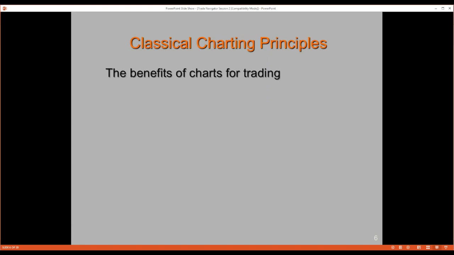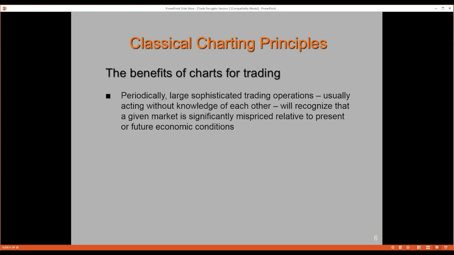There are benefits of charts for trading, and I'll touch on what I view they are, at least from my standpoint. Why do I chart? Why do I keep charts? Why do I look at charts?